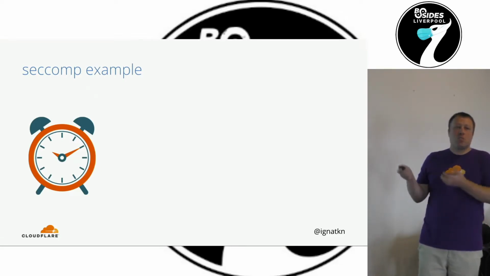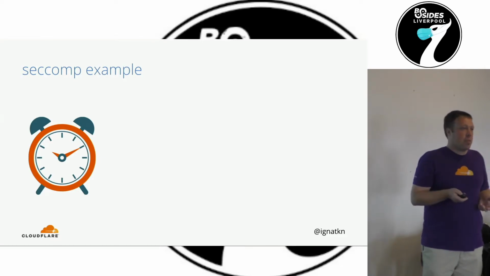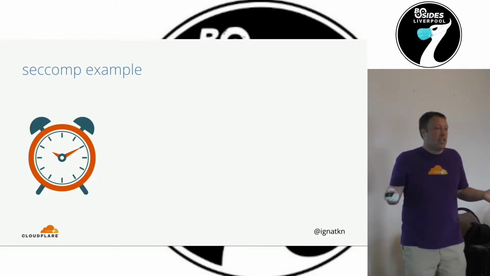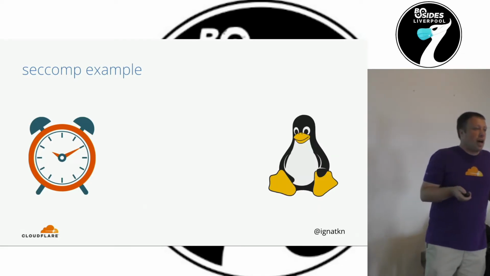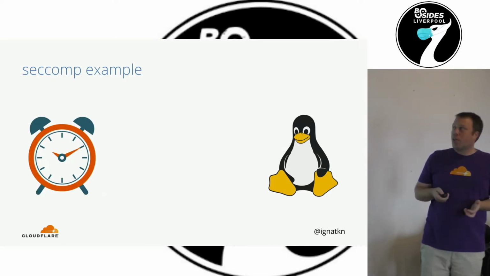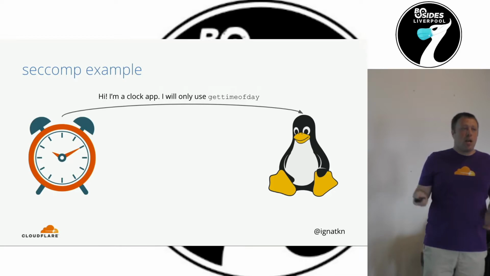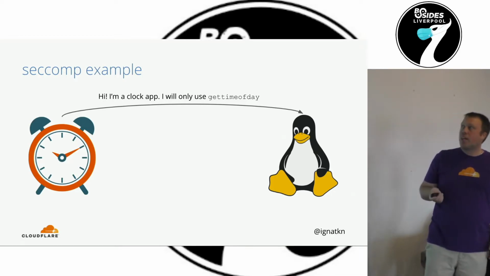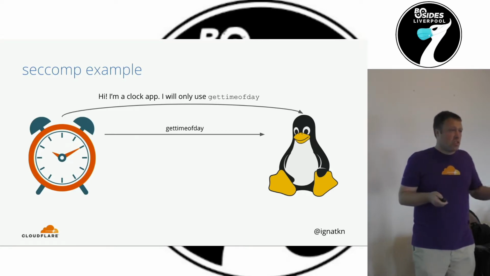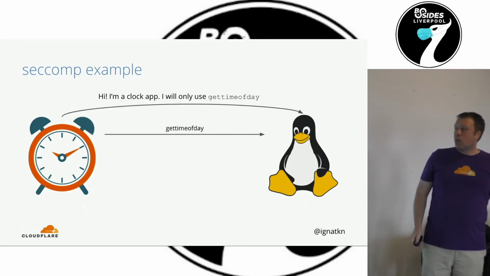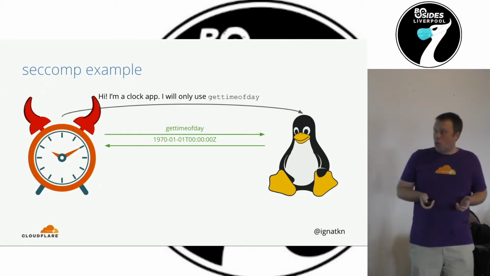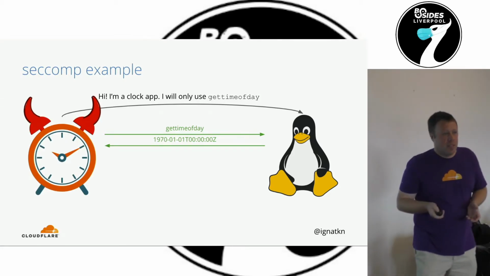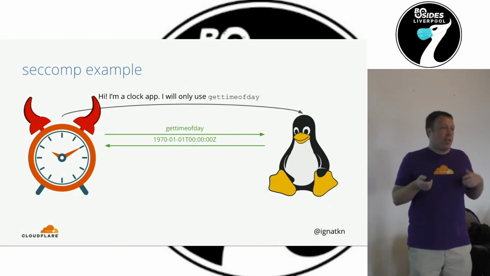So basically, why is it useful? Let's see an example. Imagine you're a developer and you're writing a simple clock application. What does a clock application need from the kernel? Probably it only needs to know the time, right? So in your SecComp policy, you can tell the kernel, hey, in the clock application, I will only use this system call, gettimeofday. When your application functions normally, at some point it needs to know the time. It requests the time from the kernel. It's part of your contract. It's part of your promise to the kernel. The kernel will allow it.